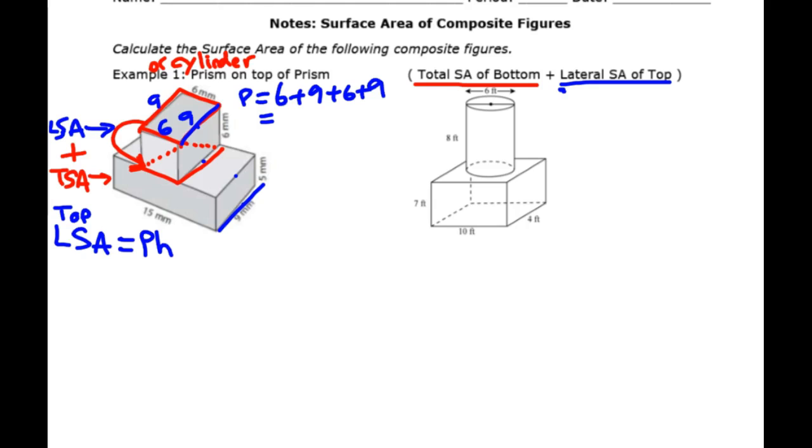30. All right? So 30. H is what? Okay, we got it right there. So 6. So for the lateral surface area, we're just going to do 30 times 6, and we get 180 millimeters squared, right?